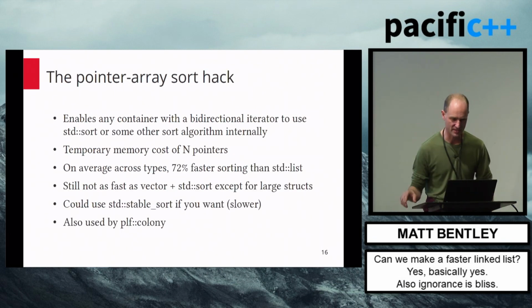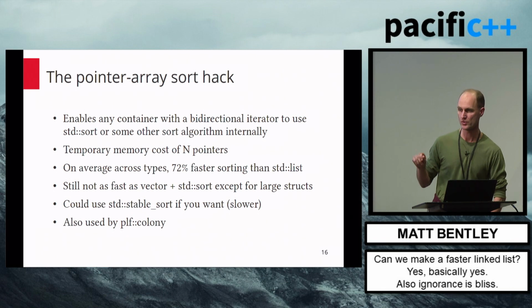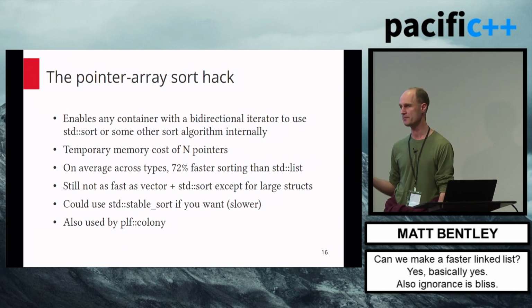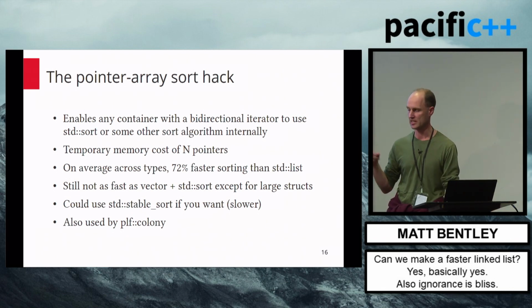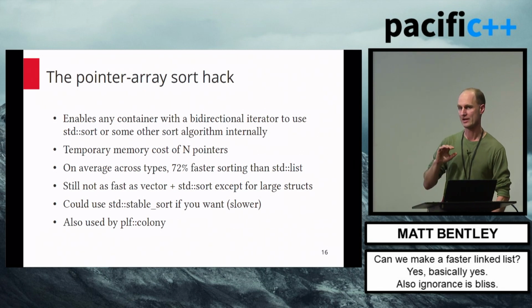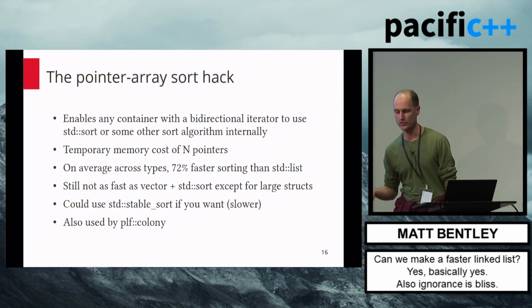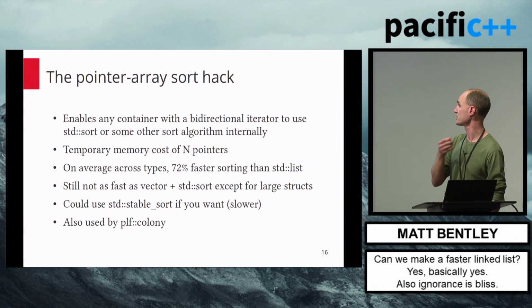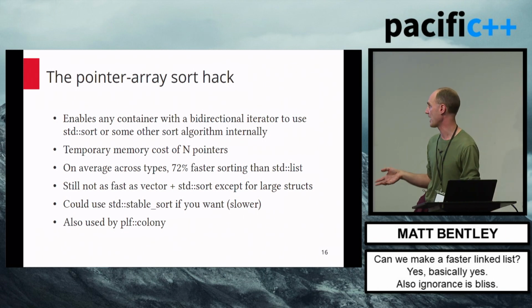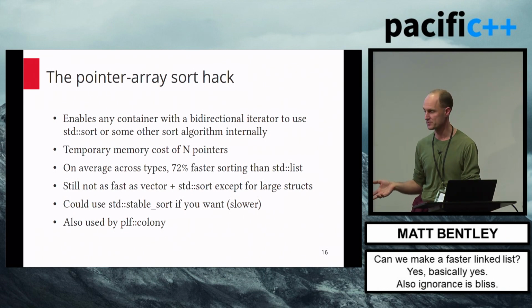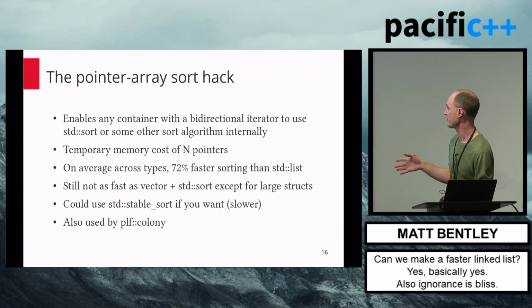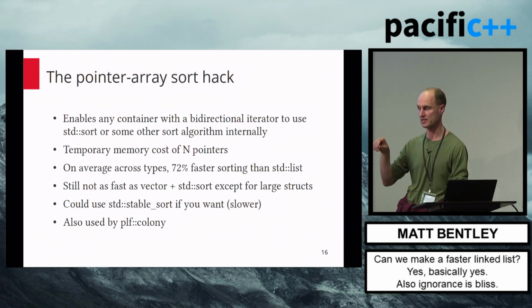This is the process I came up with that enables you to take any bidirectional container and use sort techniques that typically require a random access iterator, so standard sort and any quicksort algorithm. It has a cost, which is a temporary array of n pointers, 1 for every element. But across types, it's about 72% faster than sorting within a standard list.